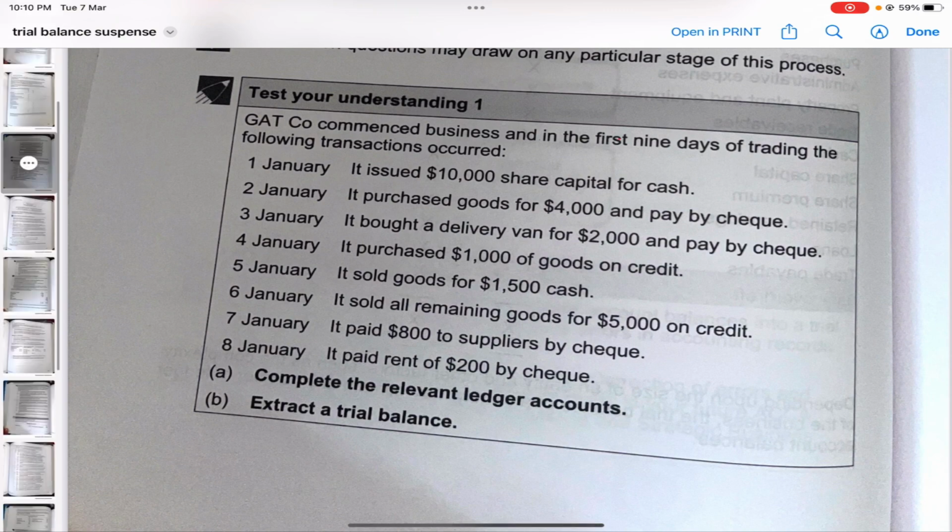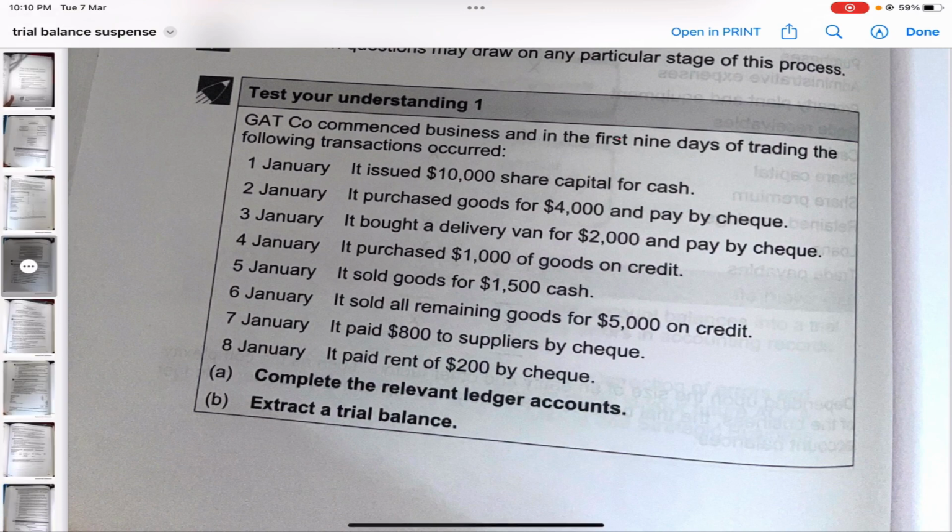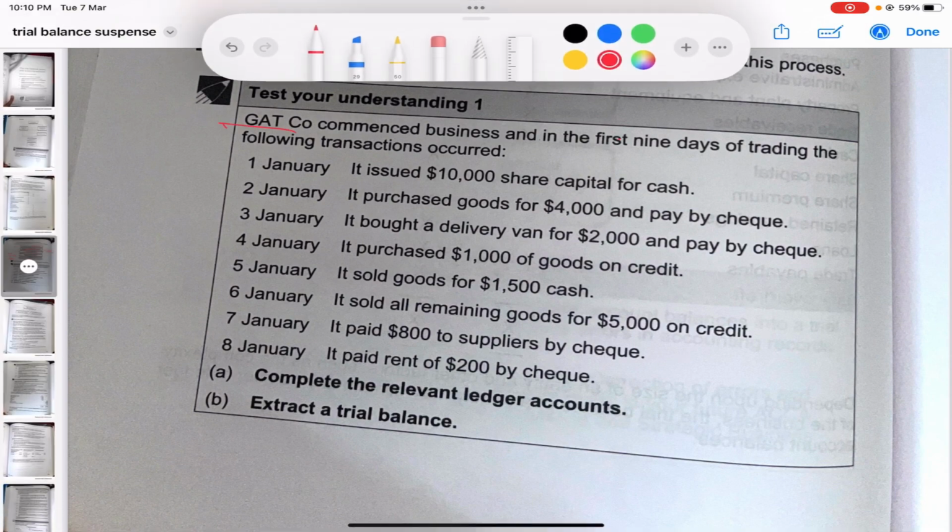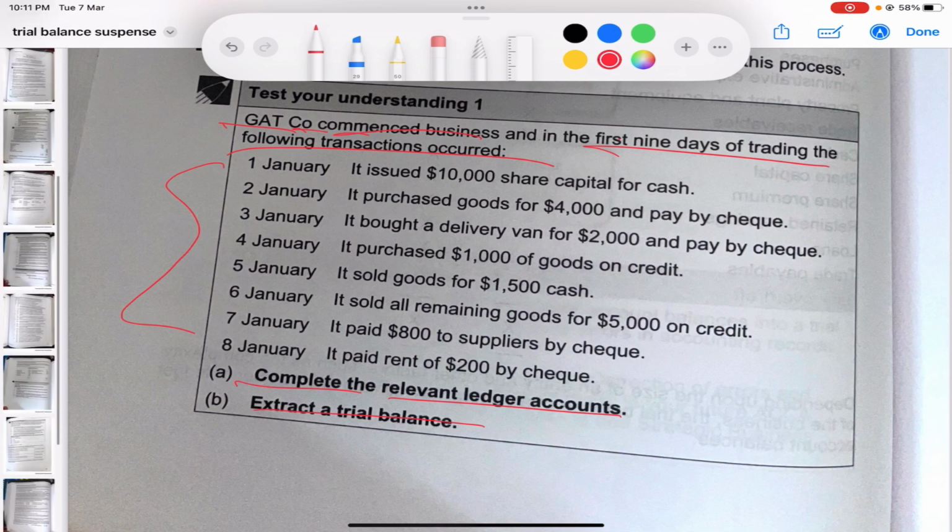Okay, let's start with the test of understanding 1. GAT company commenced business, and these are the transactions for the first 9 days of trading. Complete the relevant ledger accounts and extract the trial balance. I'll tell you how to do this first. We need to make the journal entries in the ledger accounts, and after that we need to make a trial balance, and the trial balance is going to match.